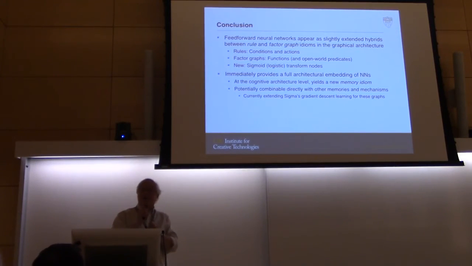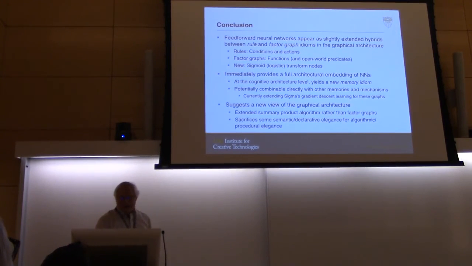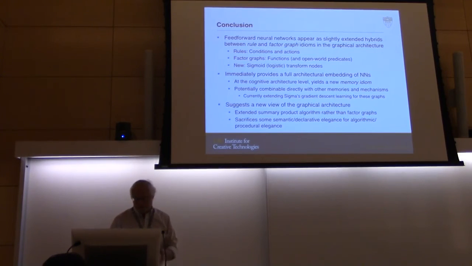So it turns out the learning that we originally had, of the form of gradient descent, isn't quite appropriate here. So we're looking at a variation on that algorithm, which will do appropriate things for these kinds of graphs. It also suggests a new view of the graphical architecture, essentially the notion of an extended summary product algorithm rather than factor graphs, and it sacrifices some semantic, what you consider declarative elegance, for algorithmic or procedural elegance.